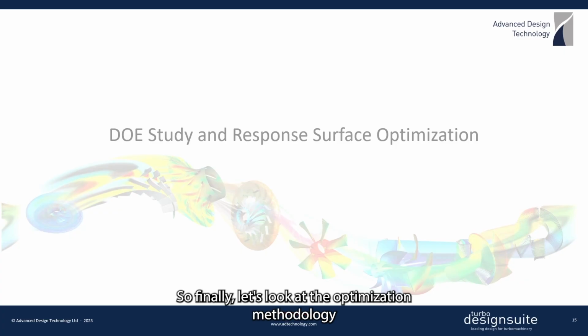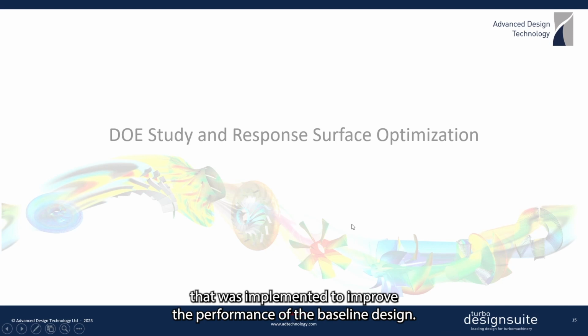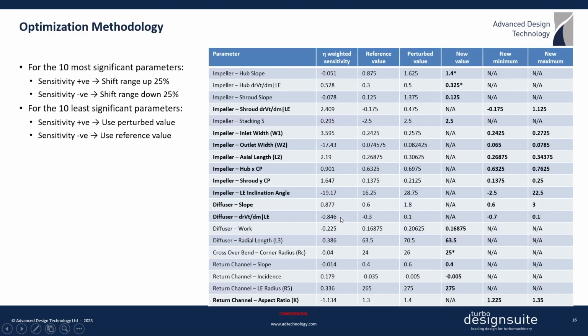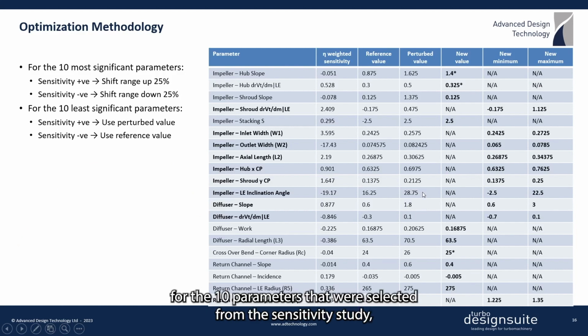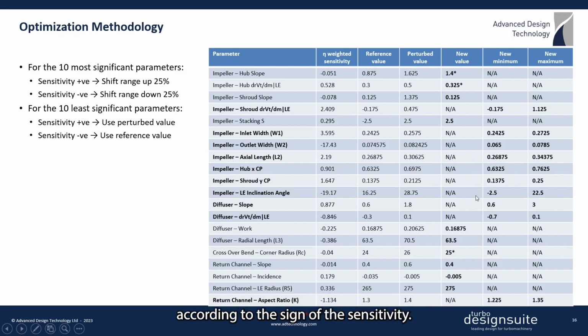So finally, let's look at the optimization methodology that was implemented to improve the performance of the baseline design. And so as you can see in this table, for the 10 parameters that were selected from the sensitivity study, the ranges were shifted up or down by 25% according to the sign of the sensitivity.